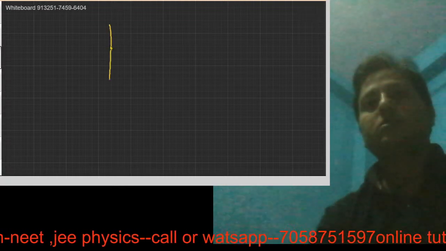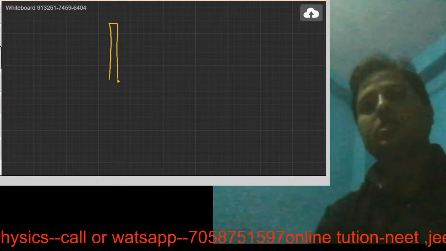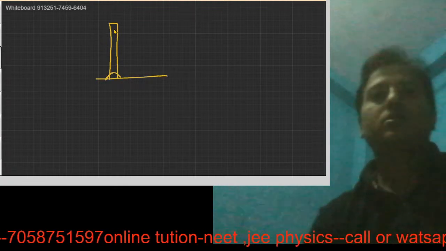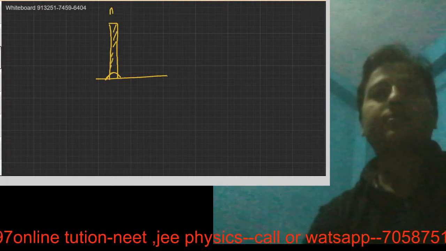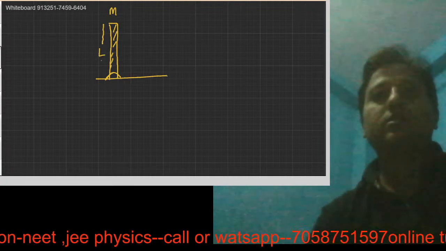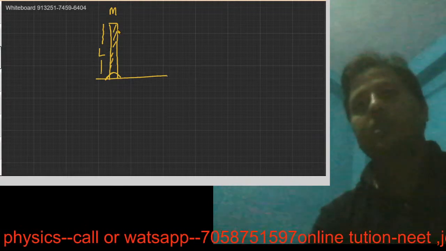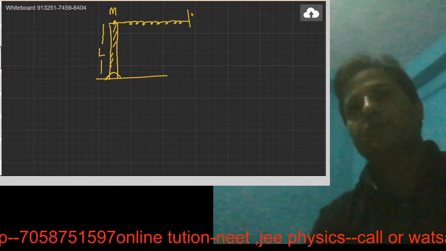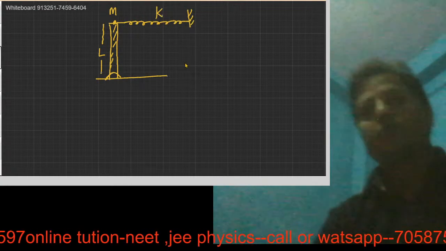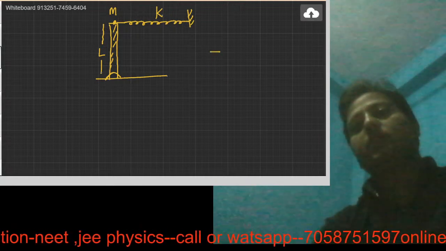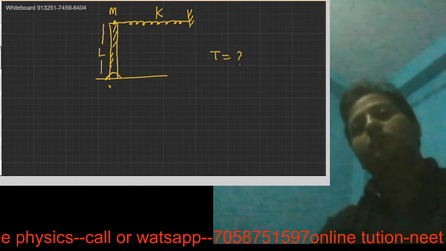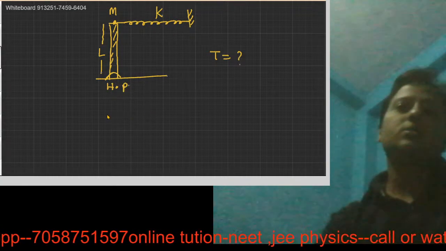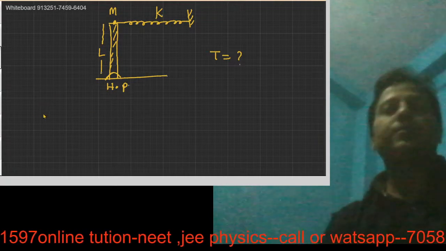Suppose there is a rod having mass m, length l. Suppose there is a spring connected at the end having a spring constant k. So what will be the time period in this case? Here this point is the hinge point. So what will be the time period here?